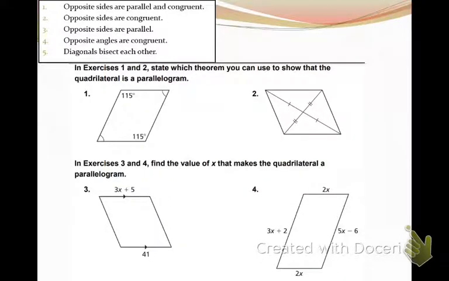So since we're given opposite angles, we need to look at our theorems. Opposite angles are congruent. Is that true in number 1? Yes, it is. So since it is true, what you would write down is opposite angles are congruent.